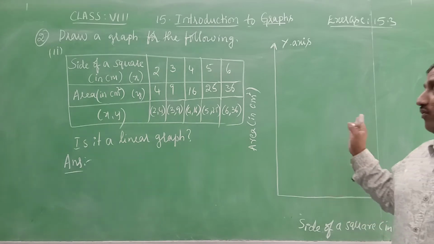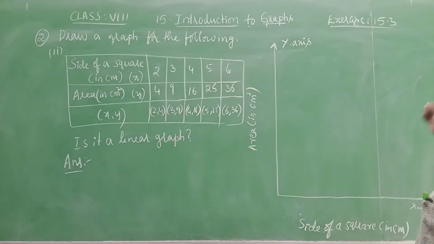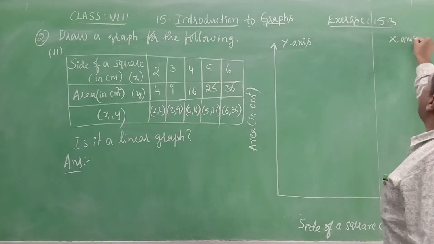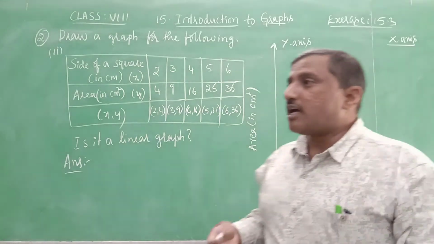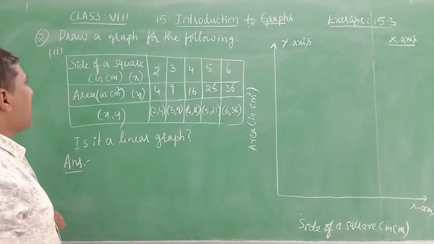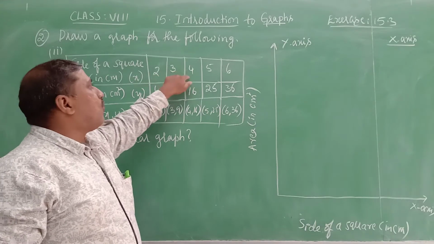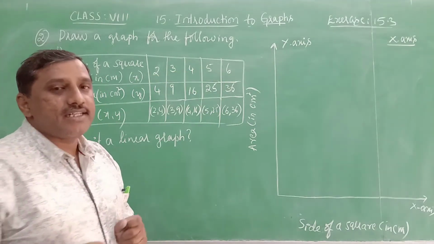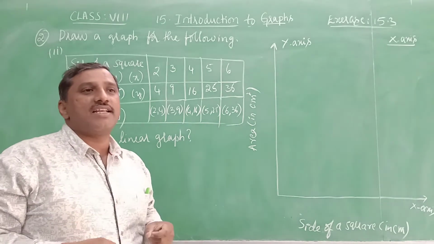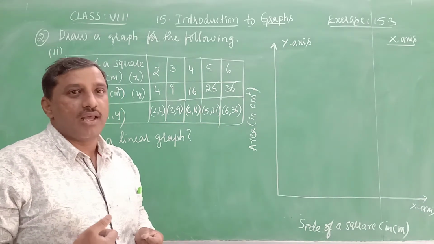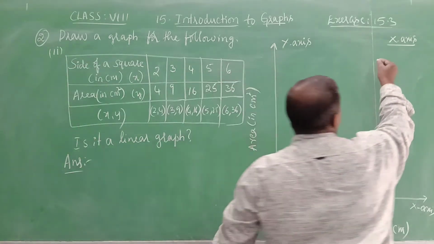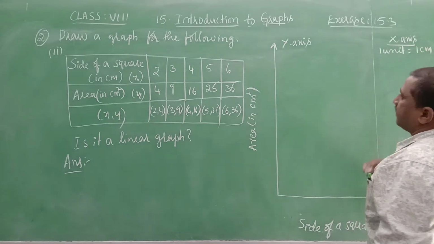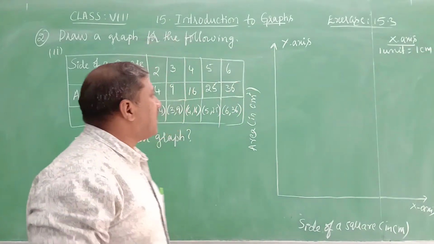Before representing, we should take the scale. So on the x-axis, what we will take as the scale? See here, sometimes we may get the same scale for both the axes. Sometimes we will get different scales. The x-axis values are 2, 3, 4, 5, 6. So one value is increasing. All are one-digit numbers. Therefore, what scale is most preferable? Yes, it is 1 unit equals 1 centimeter.